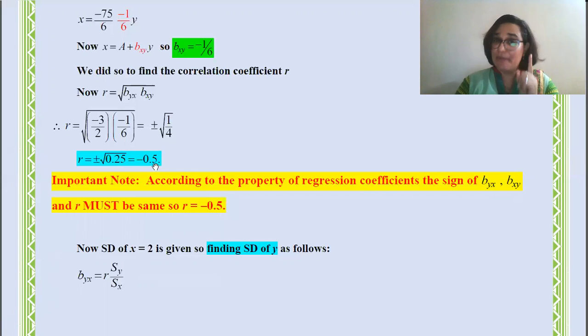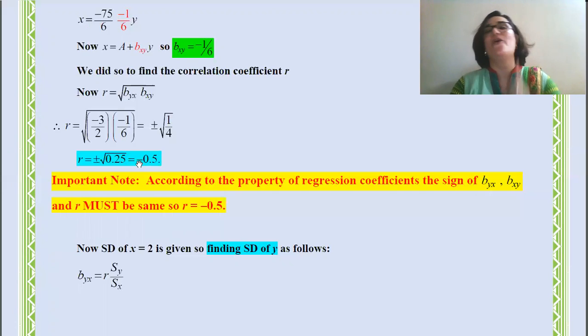Why did we take minus? Remember when I did the properties with you, I had told you that byx, bxy and r, the signs must be the same. And you always know, you have learned in school, that when answers come outside an under root, both plus and minus signs are possible, right? So keeping in mind this important note which you see on your screen and what we have already discussed, byx and bxy have a minus sign, that is why we will take the answer of r as r is equal to minus 0.5.